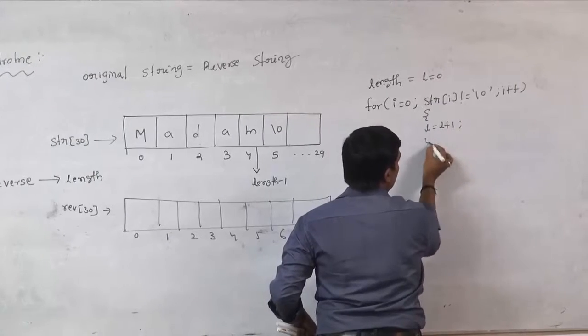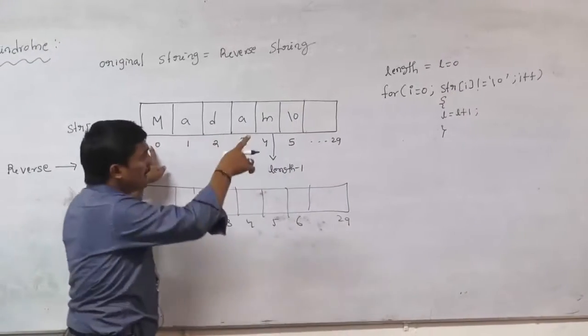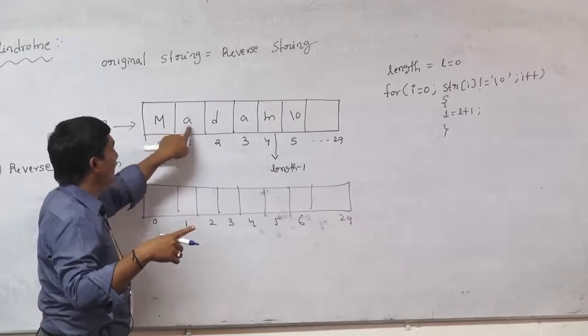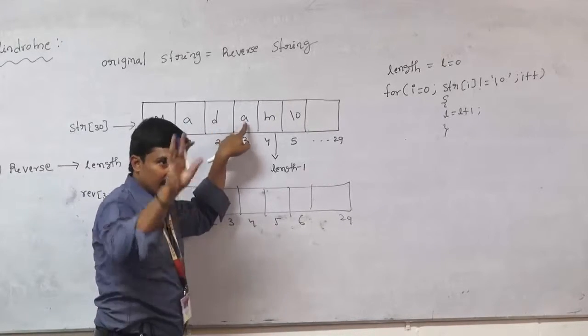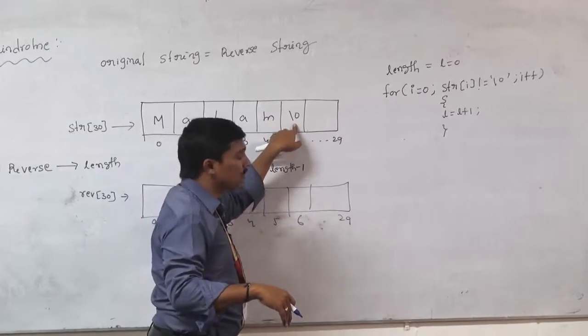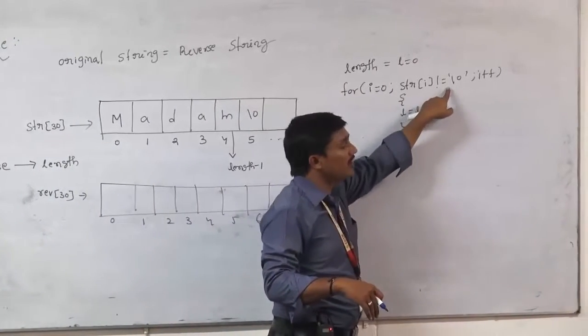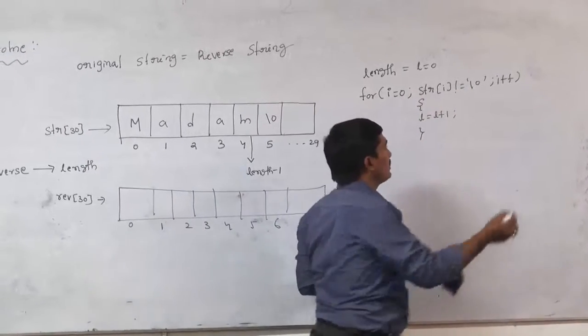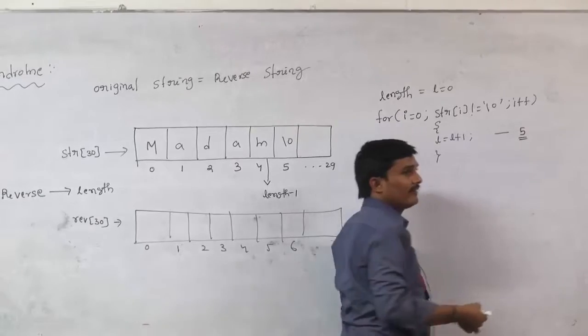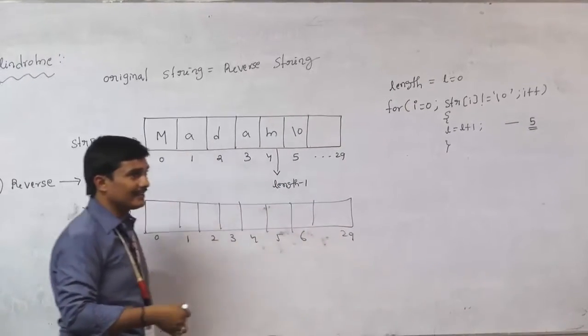L is equal to L plus 1. So that loop will run how many times? For m, L is increased to 1, next 2, next 3, next 4, next 5. When your count reaches this character, is it equal to null or not equal to null? Equal to null. So the condition fails, and your length is coming as 5.